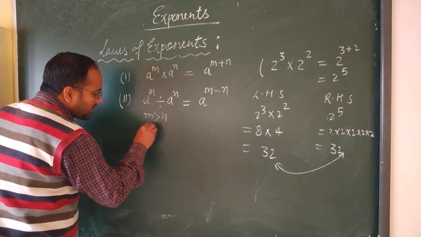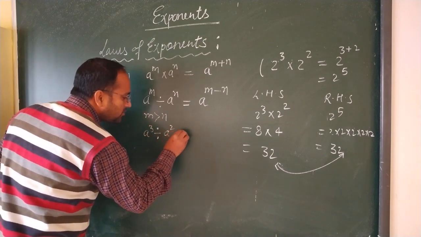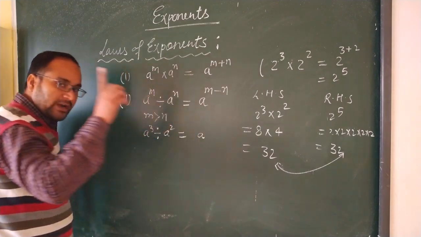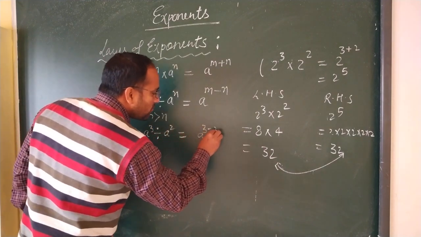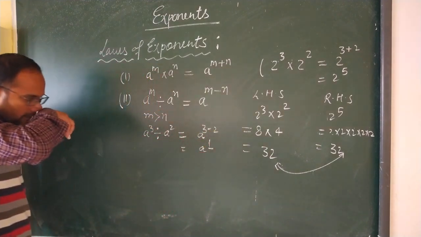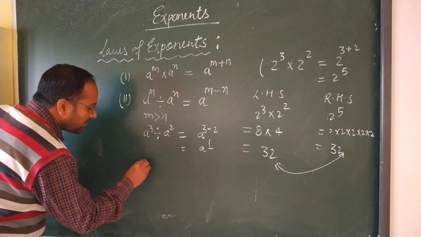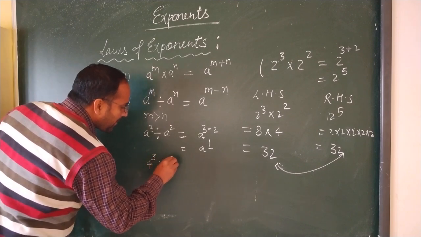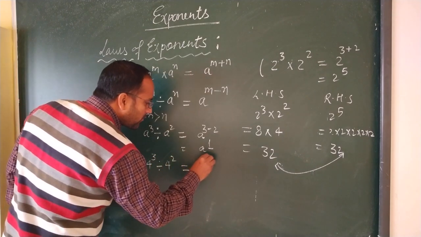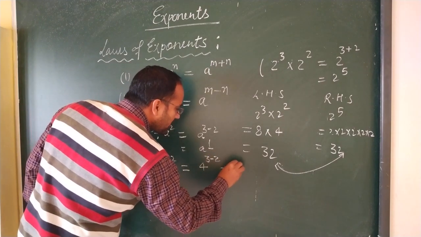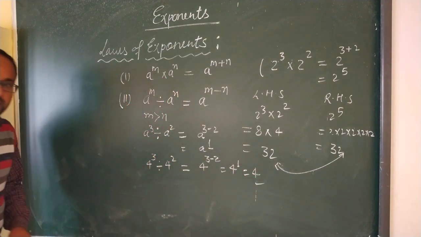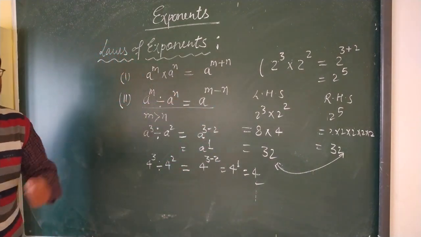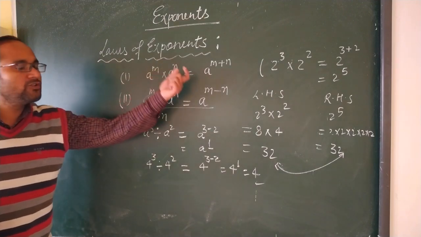Students, I will show you this example. a to the power 3 divided by a to the power 2. 3 is greater than 2, so you will write the base one time and then 3 minus 2. What you will get is a to the power 1. One more example: 4 to the power 3 is divided by 4 to the power 2. In this case you will get 4 to the power 3 minus 2, which is 4 to the power 1. Your answer is 4, students. So use this property, very important for division. If bases are equal, you will subtract the powers. In multiplication, you will add the powers.